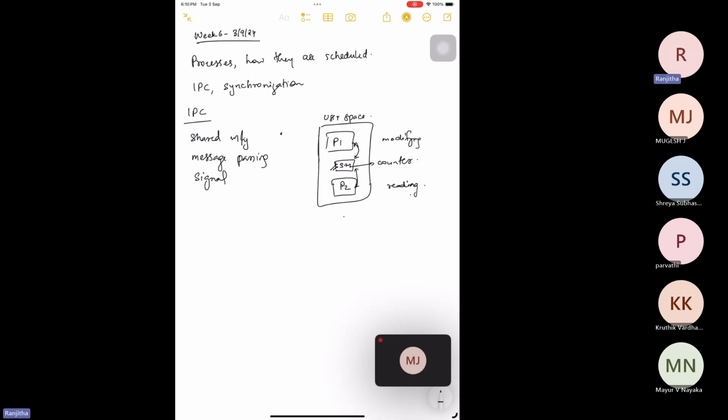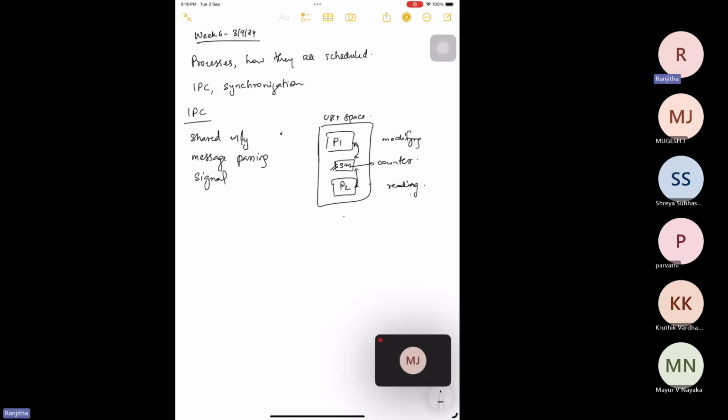So we have to ensure that when P1 is modifying the value, nobody else is reading or modifying it. So when we have shared memory using which the processes communicate, it's important that we synchronize the access of this shared memory.